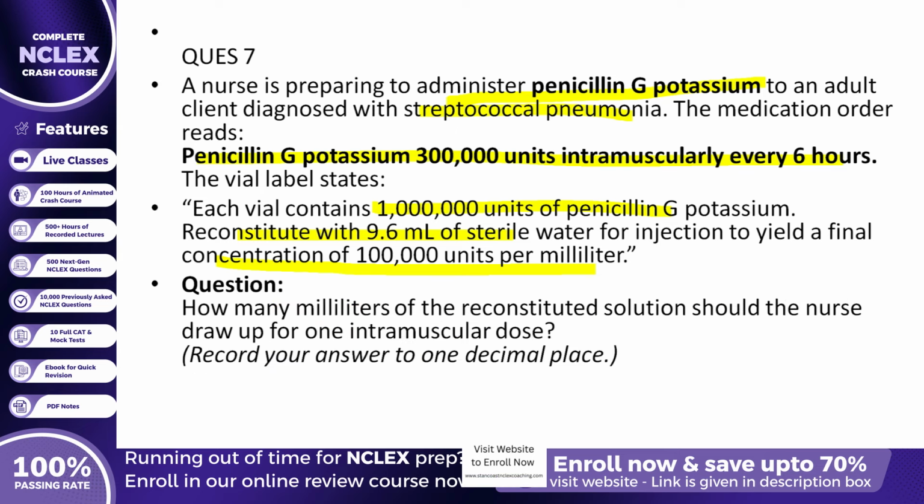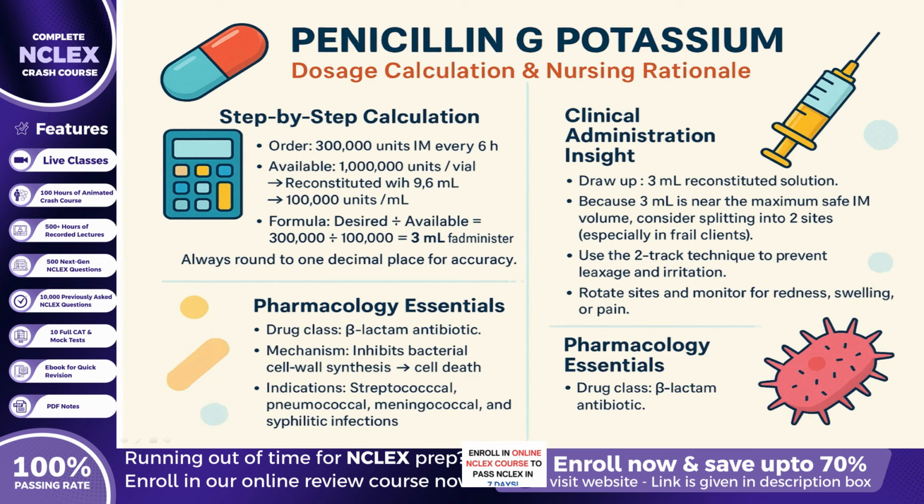The correct answer is 3 milliliters. Let us now move through the rationale carefully. To begin, identify the essential details. The ordered or desired dose is 300,000 units, and the available concentration on hand is 100,000 units per milliliter. Applying the standard dosage formula, we have volume to administer equals desired dose divided by dose on hand per milliliter, which is 300,000 divided by 100,000, equaling 3 milliliters.